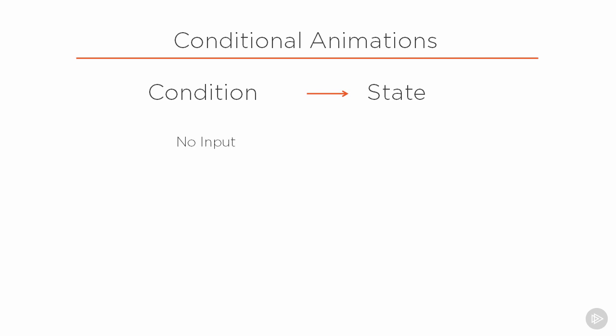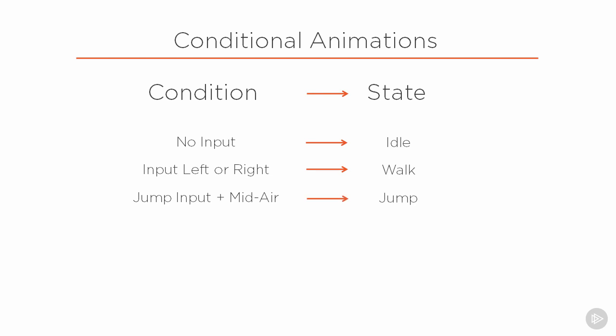The first condition is when there is no input being given by the player, and so the character is not moving, nothing else is happening to it, and that results in the idle animation. The next condition is when there is input being given left or right with the controller stick on the player, and that results in a walk animation. The next condition is after there's been a jump input given from the controller and the player character is in midair. So as long as the character is in midair, that would be our condition, and that results in our jump state animation.